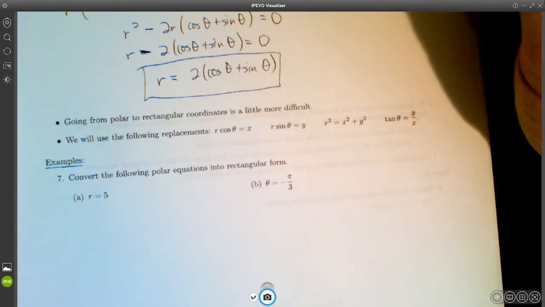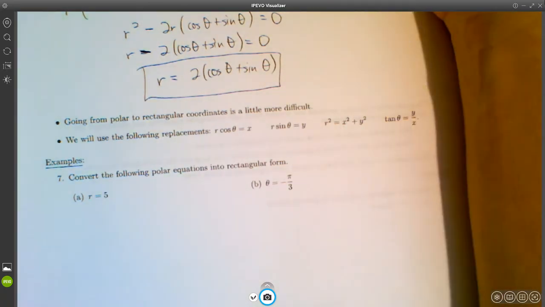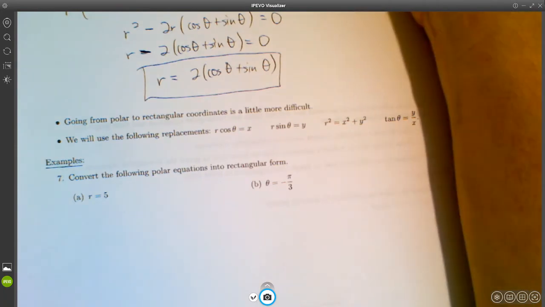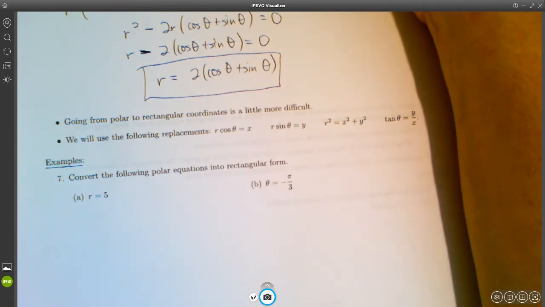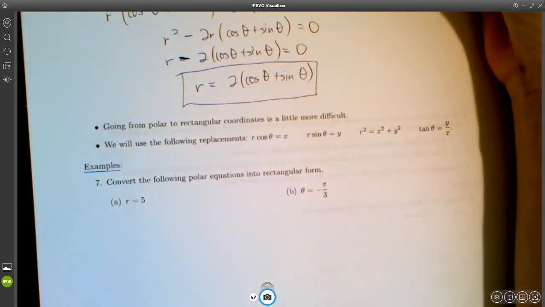Okay, so that's how we go from rectangular to polar form. We literally just replace all of our x's with r cosine theta, and we replace all of our y's with r sine theta. That should be a piece of cake compared to what we were doing in 5.4, right? Rotation of axes.